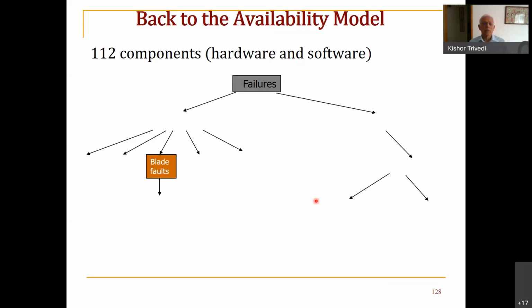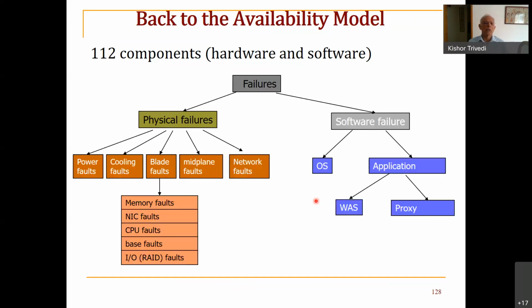But first we divide the potential component failures into hardware and software. So on the one side, we have physical or hardware failures. The power subsystem may have faults, the cooling subsystem may have faults, each blade may have faults, the midplane may have faults, the network that is connecting may have faults, and a blade has many subsystems. On the software side, we have the operating system, we have applications, we have the WebSphere application server and the proxy. So each of these components may fail and has a recovery sequence. And so we want to capture all that.